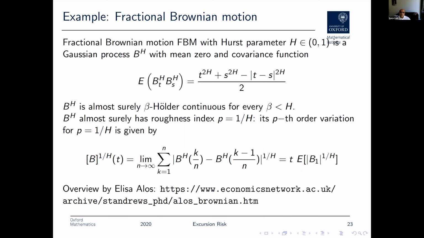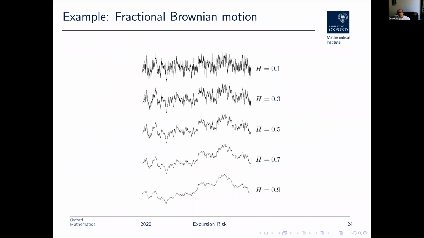So now this is an interesting example because you have this parameter h, which goes from 0 to 1. And this result says that by changing h, you can get various levels of roughness. So P is equal to 1 over h, the roughness index is 1 over h. So if you range h from 0 to 1, you're going to range the roughness index from 1 to infinity. And in fact, you can get any roughness index greater than 1 by choosing h appropriately. And here are some simulations of fractional Brownian motion for different levels of h.